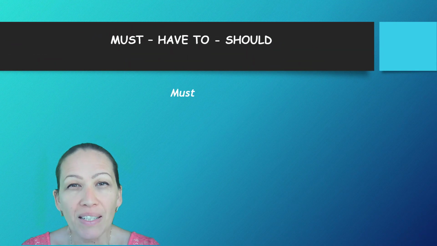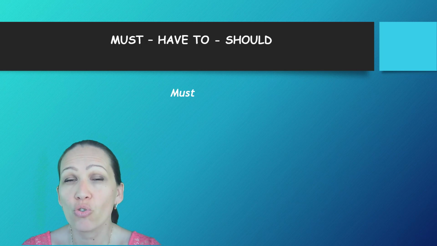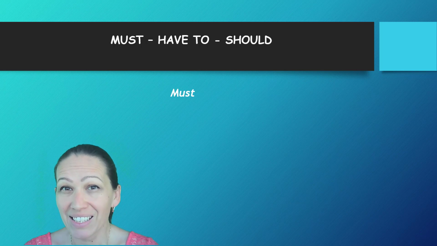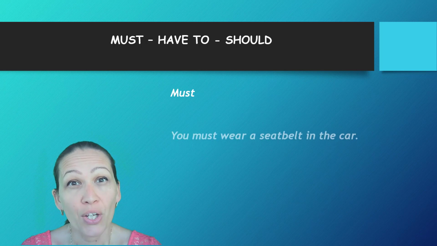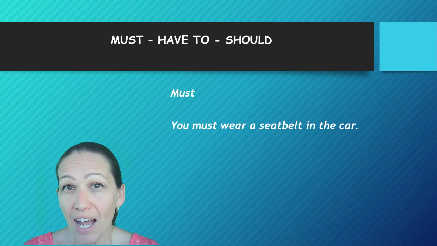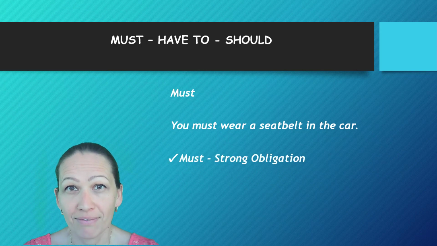Must. Must is a modal verb. We use must to express strong obligations or vital necessity when something is essential or required. For instance, you must wear a seatbelt in a car. So if you want to go by car, you must have your seatbelt fastened. Here we're talking about strong obligation, which is vital.